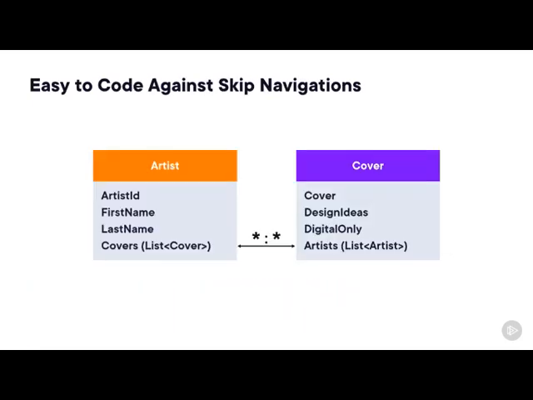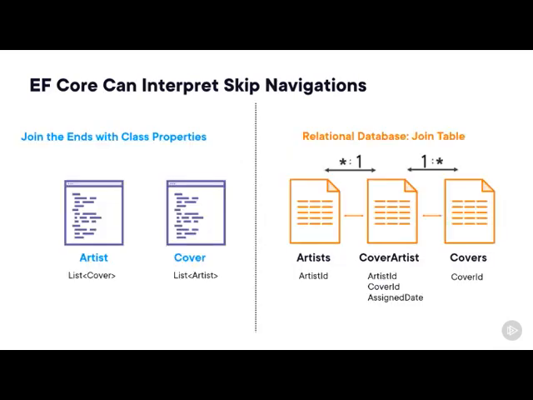So with this mapping, you're finally witnessing another great benefit of EF Core's mapping capabilities. In my classes, I don't have to worry about managing the join between artists and covers. I just have my covers list in the artist class and my artists list in the cover class to work with. EF Core will take care of transforming queries and updates between the classes that are defined the way I want to work with them and the way it makes sense to persist them in a relational database.